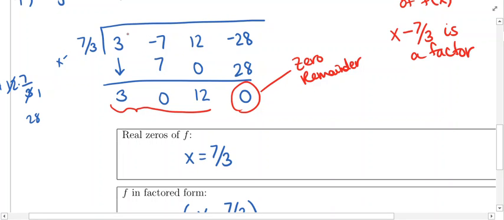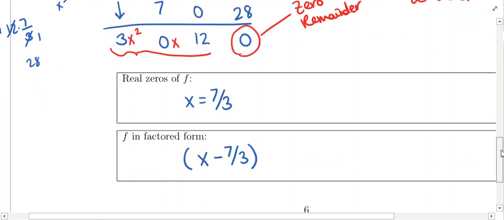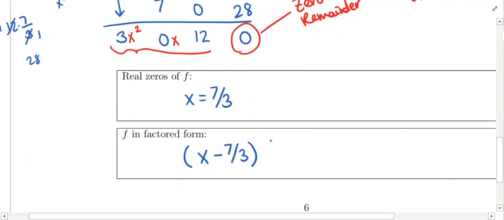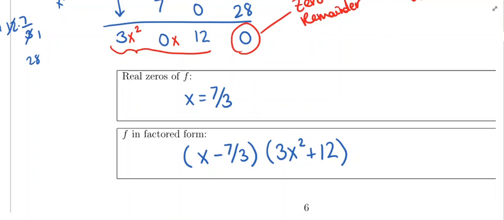Okay, so remember our original polynomial started with x cubed. So in the bottom row, to read off the other factor, you're going to go down by a power. So it's going to be 3 times x squared plus 0 times x plus 12. Okay, so the other factor here is going to be 3x squared plus 0x, so I won't write that down, but plus 12.